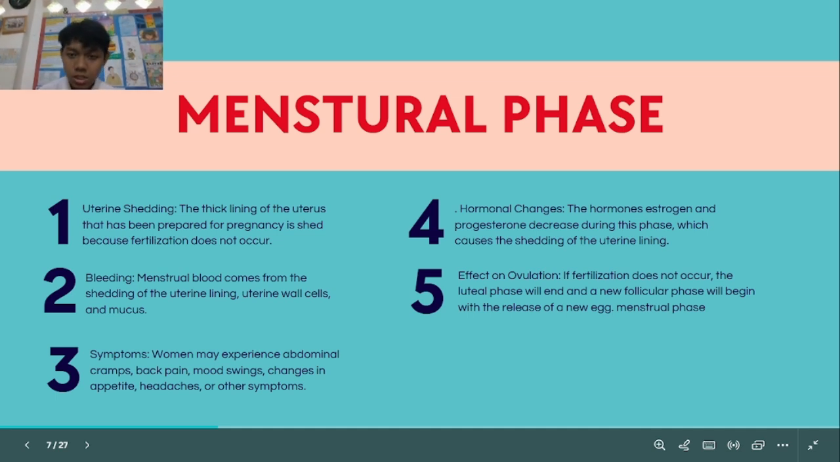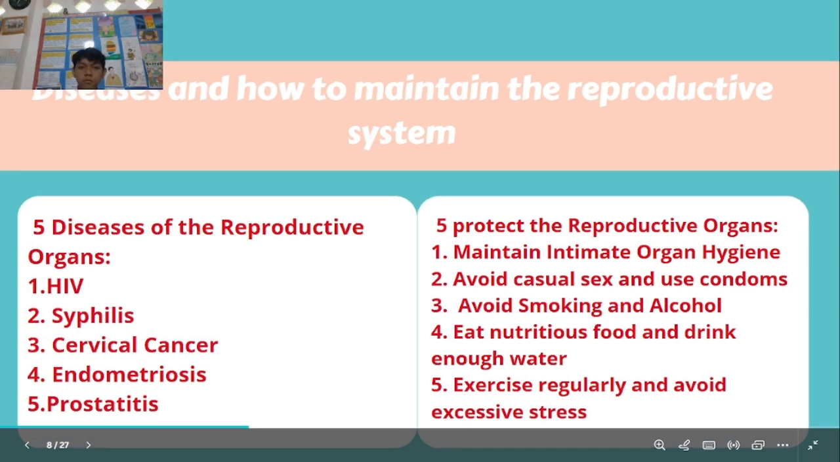The hormonal changes: estrogen and progesterone decrease during this phase, which causes the shedding. The effect on ovulation: if it does not occur, the luteal phase will end, and the follicular phase ends with the release of the egg. And talk about the keys to how to maintain the reproductive system.